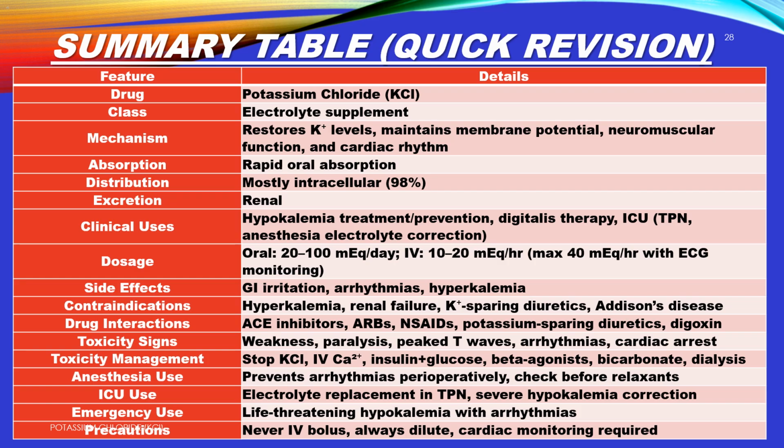Special uses: anesthesia: prevents arrhythmias during surgery and requires checking potassium levels before administering muscle relaxants. ICU: used for electrolyte replacement in TPN and correction of severe hypokalemia. Emergency: used to treat life-threatening hypokalemia with arrhythmias.